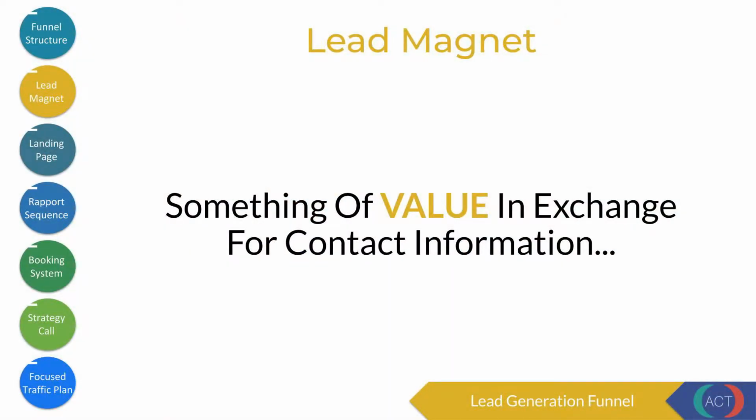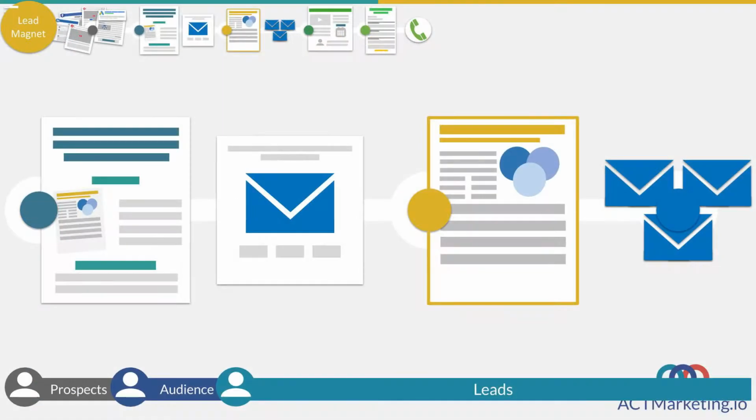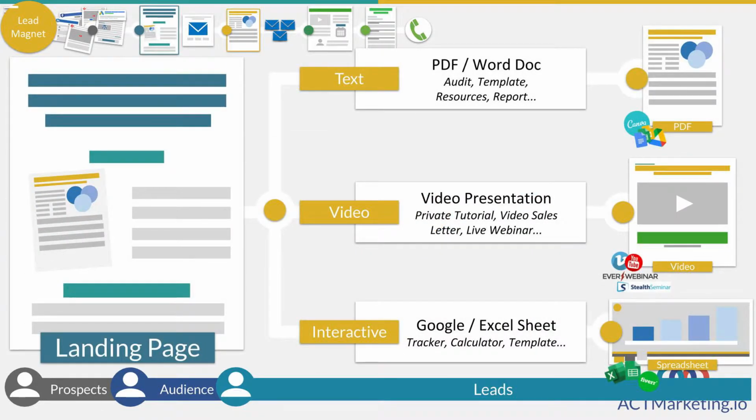It might look a little weird because we're starting in the middle of our process, but the lead magnet is really what's going to power your entire funnel process. There are 3 main types of lead magnets you can create. You can create a text-based lead magnet, PDF or Google Doc, a video-based lead magnet, which is essentially a mini video sales letter or webinar, which I don't recommend, or interactive, a Google Sheet or a quiz, and also don't recommend doing one of those.